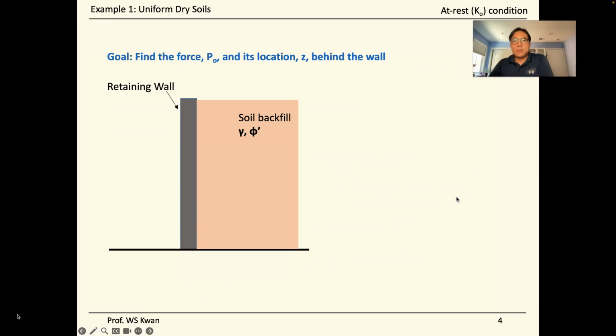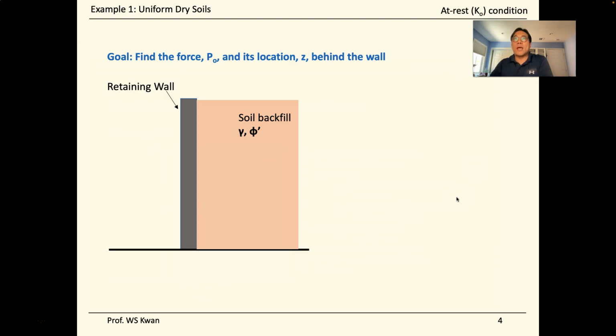Hi, welcome everyone. Today I'm going to talk about some simple examples in solving forces behind a retaining wall. This type of problem is very popular in the FE exams, the Fundamentals of Engineering exams for civil engineering, in the geotechnical portions. So let's start with the most basic example.